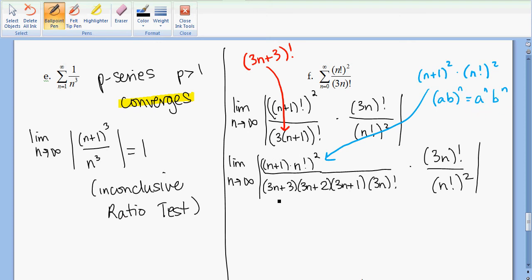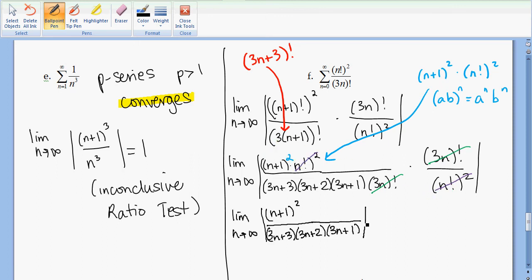So that's our numerator. In the denominator, 3n plus 3 factorial, remember, is 3n plus 3 times 1 less than that, so 3n plus 2 times 1 less than that, 3n plus 1 times 1 less than that, the 3n, and then from there on in, the 3n factorial we'll leave as 3n factorial so that we can cancel here. So now in the numerator we have our n plus 1 squared, and we have our n factorial squared, so we're going to also be able to cancel with this n factorial squared.